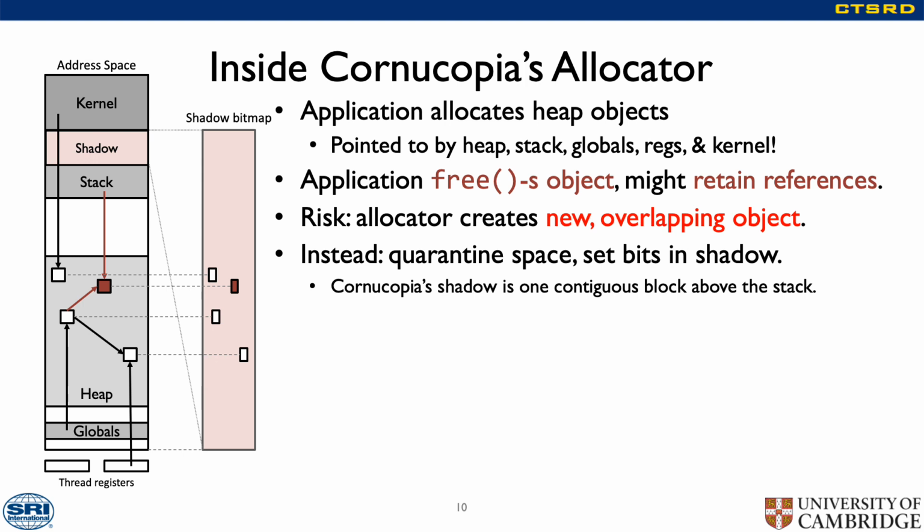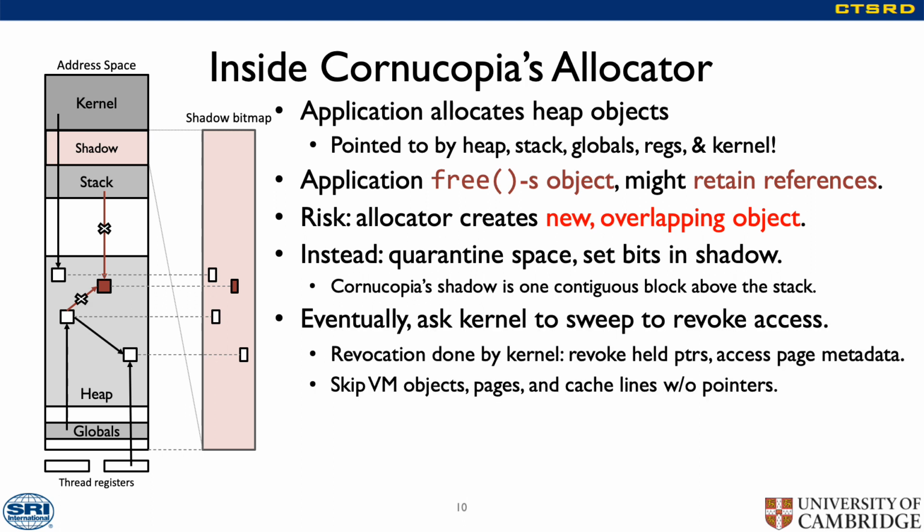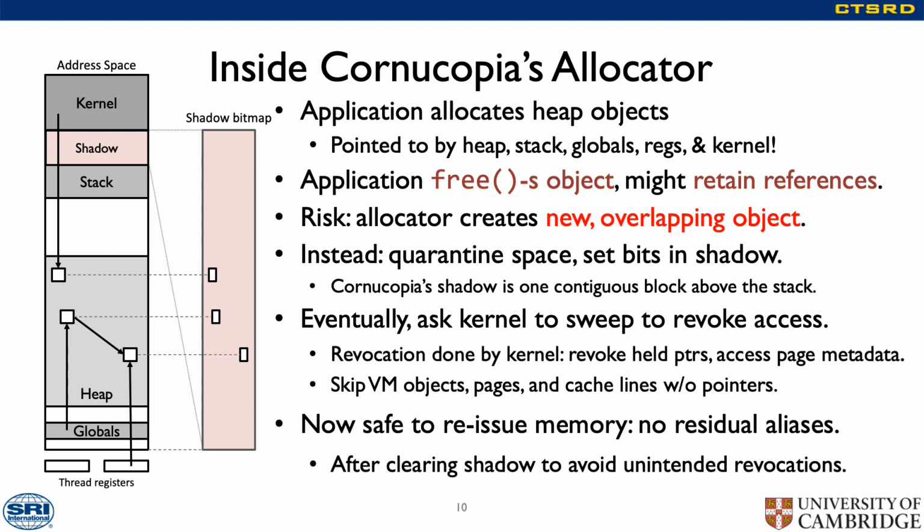Instead, CheriVoke or Cornucopia's allocator quarantines the free space and sets bits in the shadow. Cornucopia takes the shadow to be a contiguous block of virtual address space corresponding to the entirety of user memory. The allocator obtains access to the shadow via a system call. Eventually, the allocator requests that the kernel sweep memory and ensure that no capabilities pointing into quarantine remain. When the sweep is finished, the memory is safe to reissue, and the allocator clears the shadow bits and puts memory back in its free list.